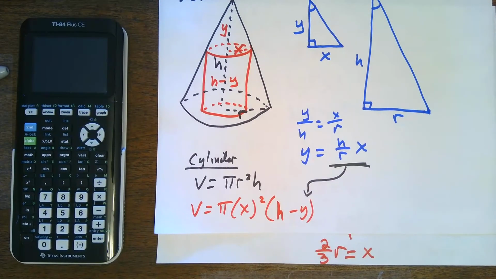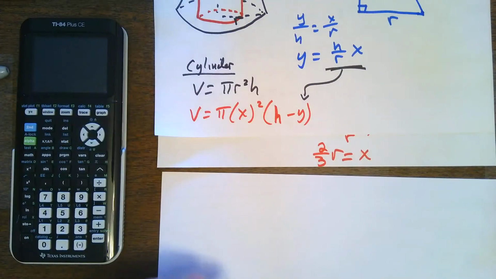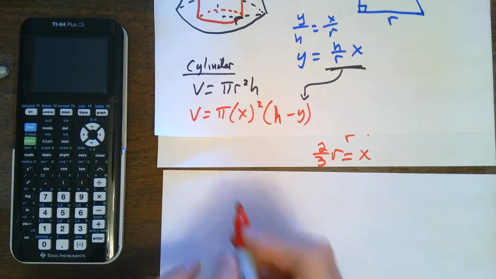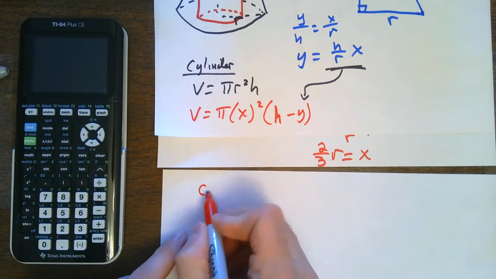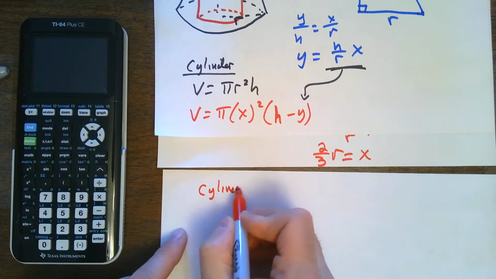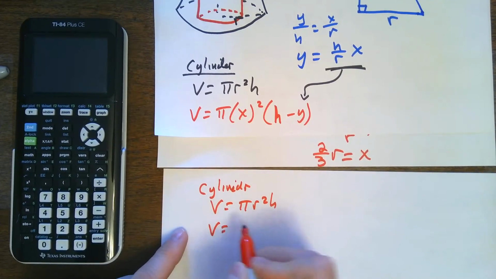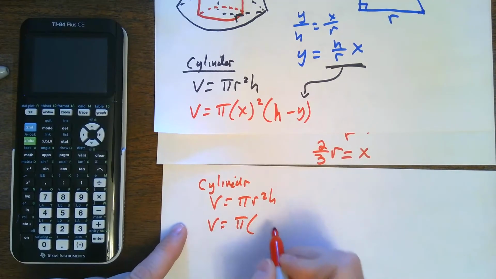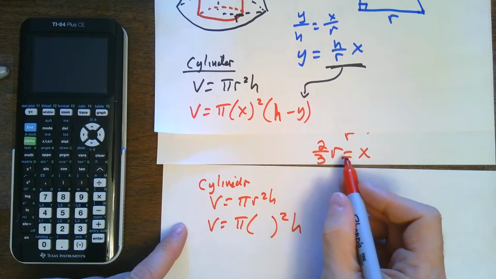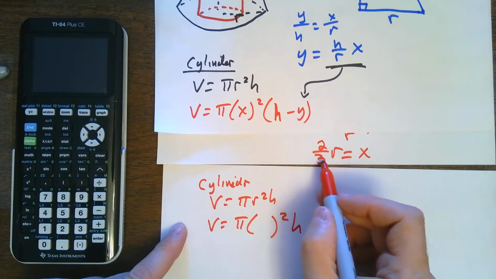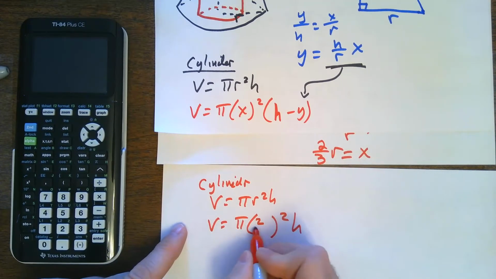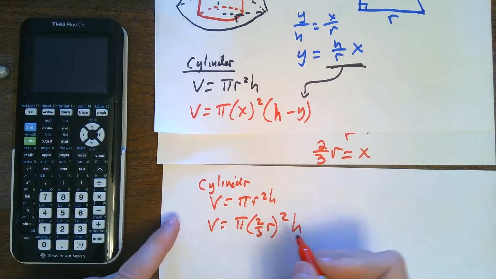All right, so what would be the volume then? The volume of a cylinder, again, going back to the cylinder, equals pi r squared h. Volume equals pi times the radius squared times the height. The radius would be 2/3 of r.